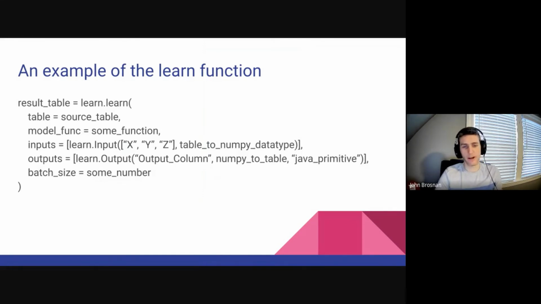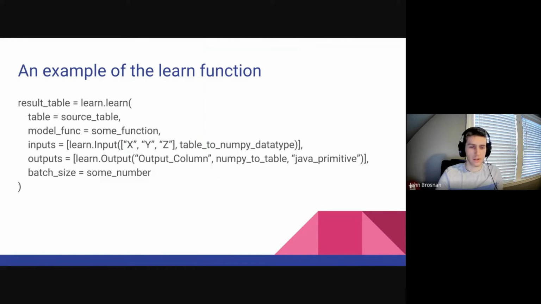Next, you specify your outputs, which, just like your inputs, need an iterable object of output columns. In this case, I'm assuming my model has one output, so I specify one output column. The next argument is my scatter function, which I will use to scatter data back into a Deephaven table. And then the third argument will be a string, which will be some Java primitive, whether it's int or double or long or whatever you want the output of your model to look like.